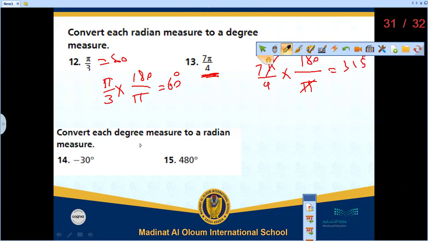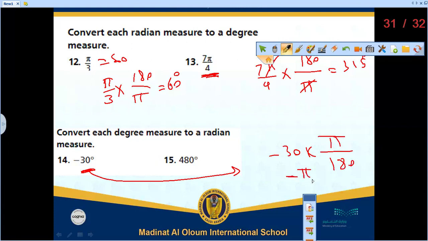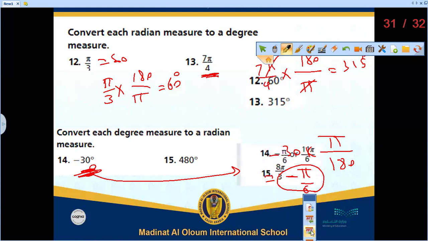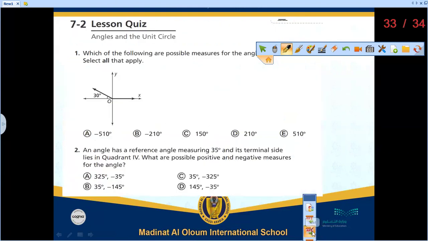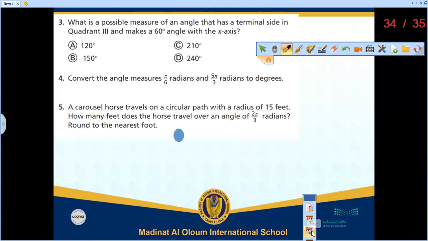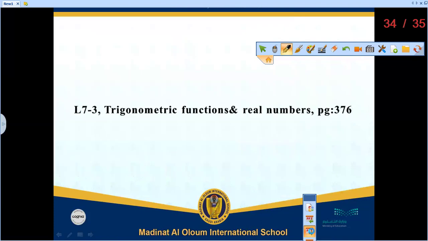Now the opposite. Convert degree to rad. I would make negative 30 multiplied by pi over 180, which makes negative pi over 6. It means this one, degree, I changed it into rad. Okay, guys, and I uploaded this one for you to check.